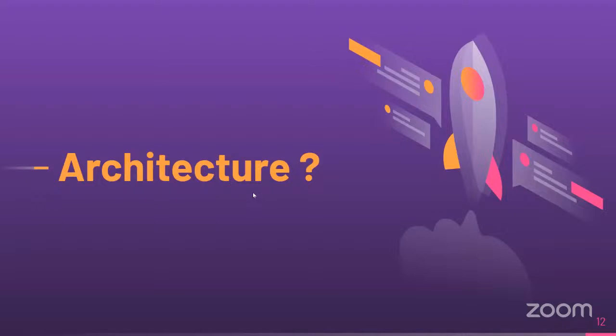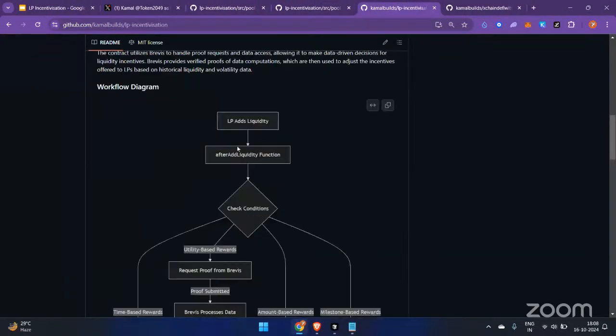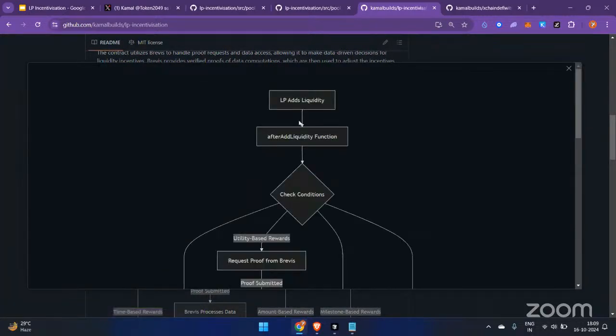Let's go to the architecture now and see how the contract functions. This architecture shows the workflow of the LP incentivization hook, and after this, I will go through the contract part. Here we have our liquidity provider who adds liquidity. When an LP adds liquidity, the after add liquidity function is triggered. This function calculates rewards based on various criteria that I discussed, including the duration of liquidity, market conditions, and lockup time.